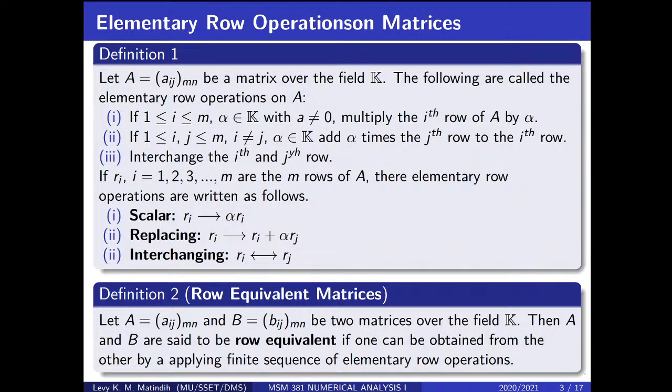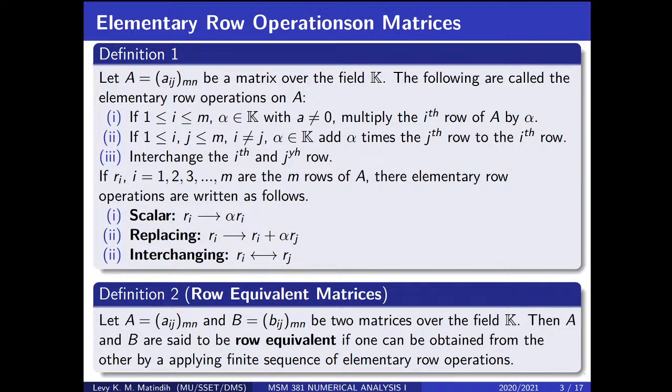The second one is you can replace row i by row i plus alpha row j. This is what statement number 2 is trying to tell us. So row i, you can replace it by row i plus alpha row j. You add alpha times the jth row to the ith row. Then you can also interchange, you swap them. You can interchange row i with the jth row.